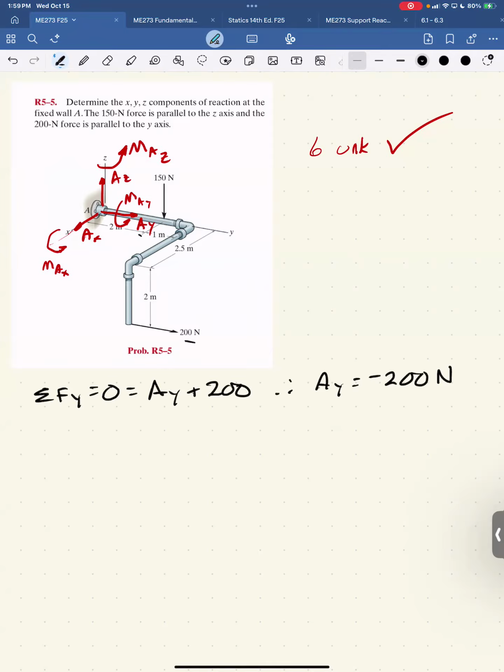Likewise, for Z direction, there's only one unknown, the reaction at A. So summation of forces in Z is equal to 0. So the reaction at A is AZ, and then I have minus 150. So therefore, AZ is 150 newtons.